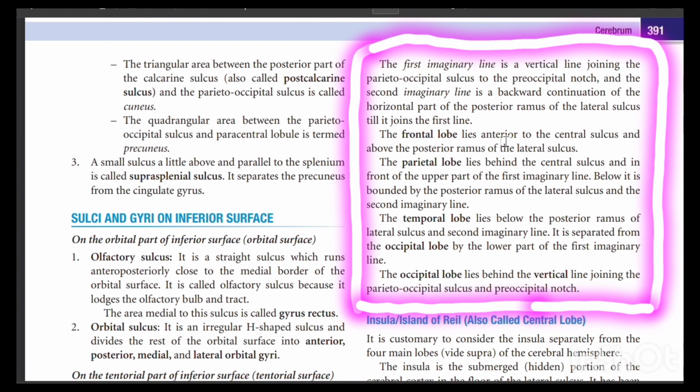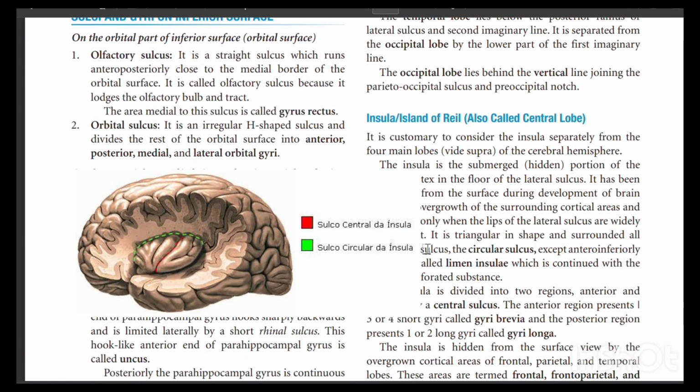See, the frontal lobe lies anterior to the central sulcus, above the posterior ramus of the lateral sulcus. The parietal lobe lies behind the central sulcus. The temporal lobe lies below the posterior ramus of the lateral sulcus and the imaginary line. The occipital lobe lies behind the vertical line joining the parieto-occipital sulcus and pre-occipital notch, which is our first imaginary line. Now coming to the insula.